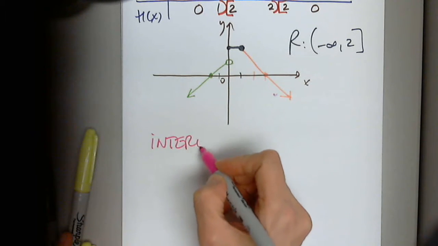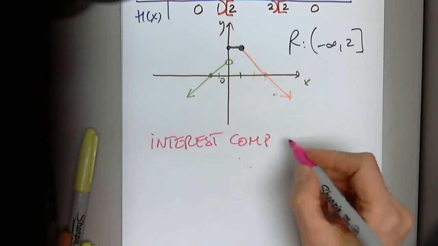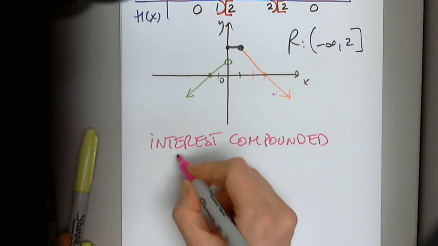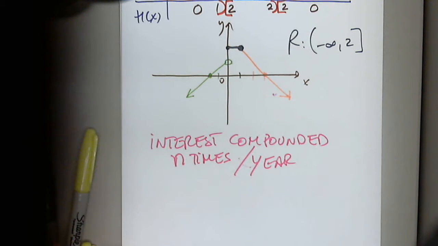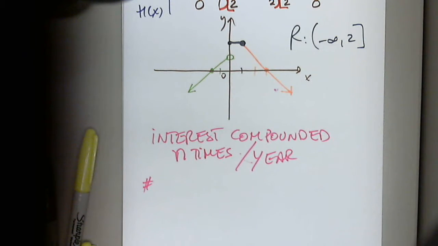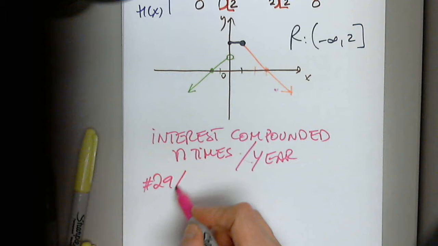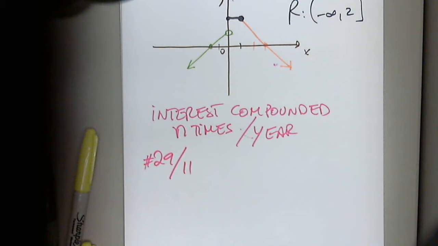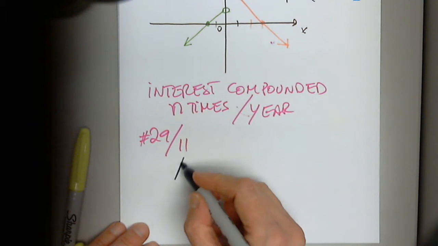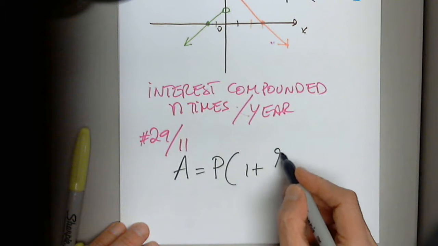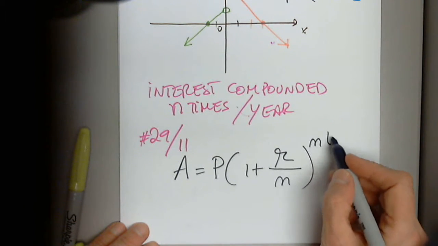Interest compounded n times per year. And I'm looking at problem 29 on 11. Here's the formula from the algebra part of the previous course. A equals P times (1 plus R over N) raised to NT.